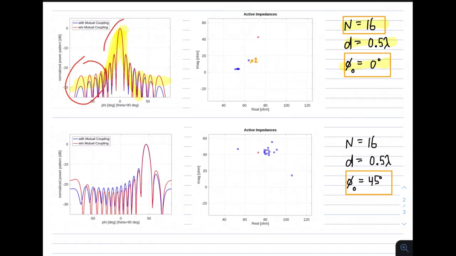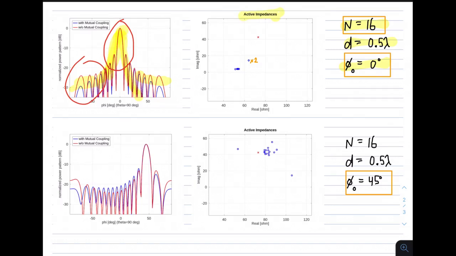But if you are only concerned about things that pertain to the main lobe and the first few side lobes, for a large array, mutual coupling tends not to be that much of a factor, at least in terms of the pattern. Now, when it comes to the active impedances, that's another story.